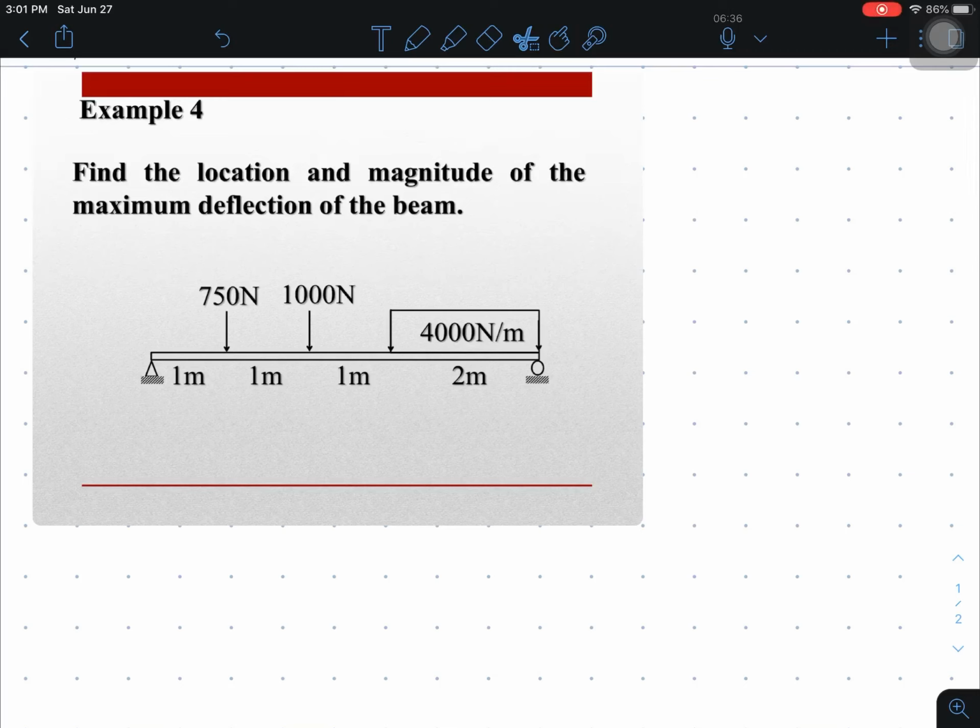So let's have example number 4. We're going to find the location and magnitude of the maximum deflection of the beam. So how are we able to determine the location?